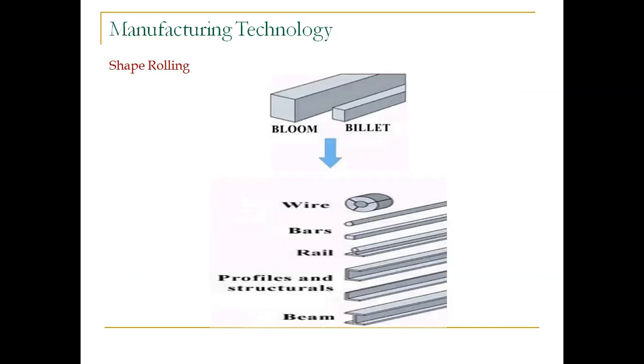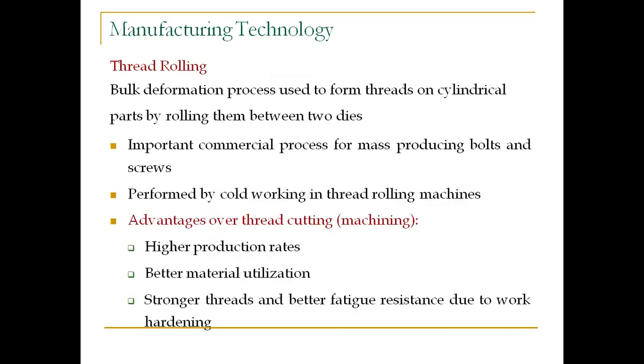So in case of shape rolling, these are some products which are made from the billet or bloom by using the rolling process. Next one is thread rolling. So this bulk deformation process is used to form threads on cylindrical parts by rolling them between two dies. It is an important commercial process for mass production of bolts and screws. So bolts and screws are generally parts that are used in every machine, every auto vehicle, etc. So these are the general or commercial process or most common products.